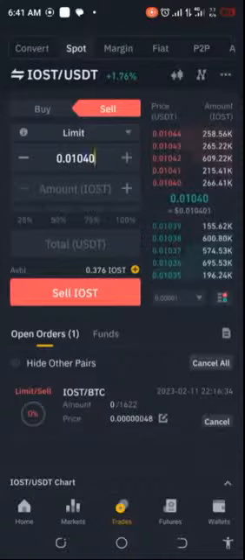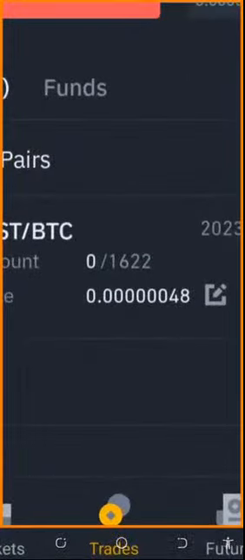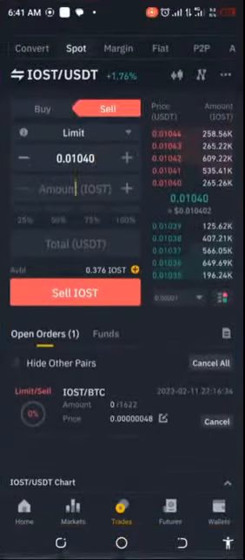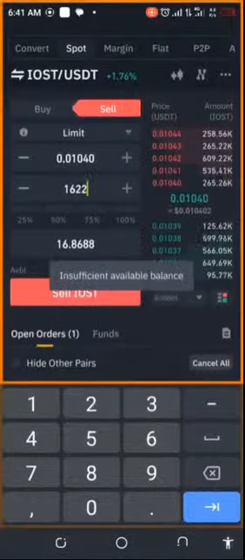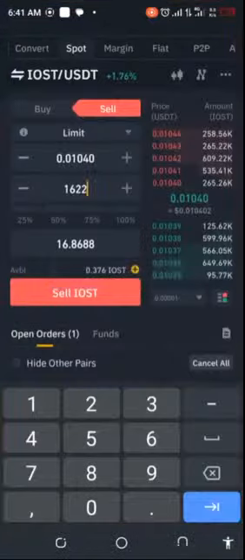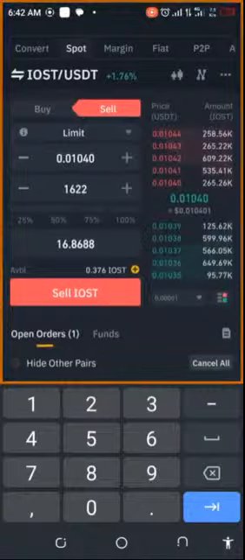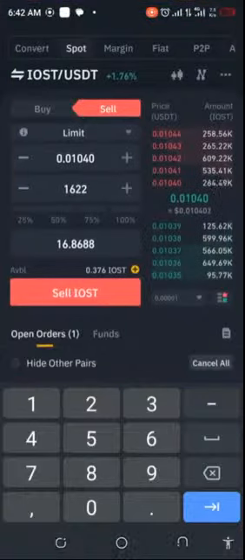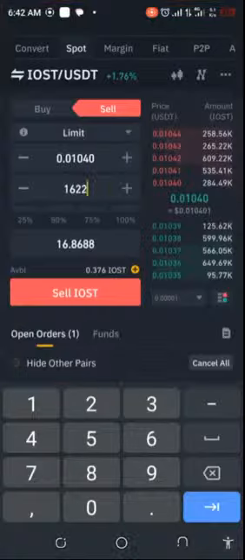So let's see, 0.0104. This is 1622. All right, let me put it in there. That's 1622. So what do we get? We started this out with 1675, or 1670, excuse me. Let's be sure, but let's not waste time actually. I think we started out with 1670 something. So this is an opportunity to make profit.